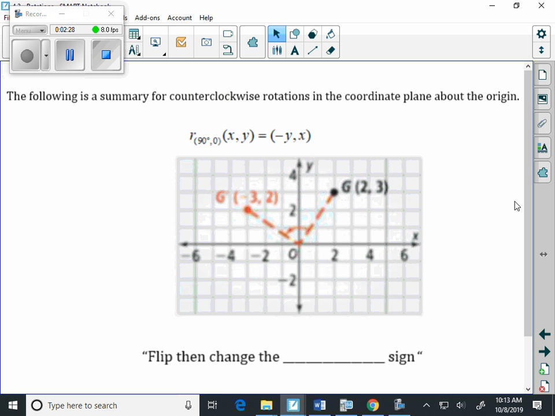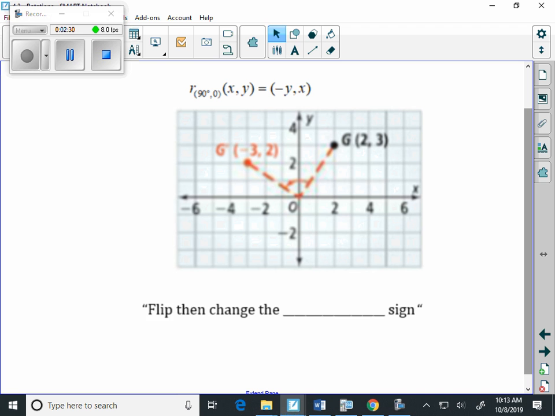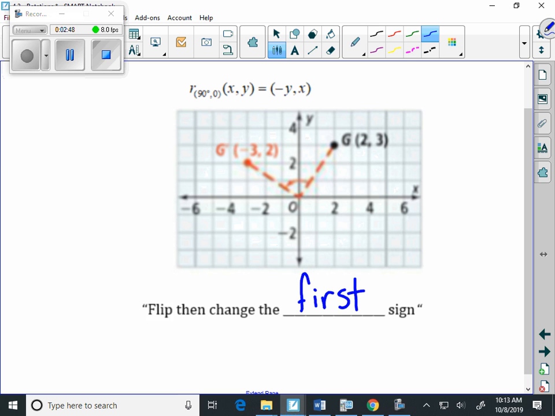So what I tried to come up with is a little rule to help us remember. In other words, if we're rotating the figure 90 degrees counterclockwise about the origin, what happens is we flip the point and we change the first sign. And we'll illustrate it when we get to the back here. Again, this is something that might need to be memorized. I write it every single time.